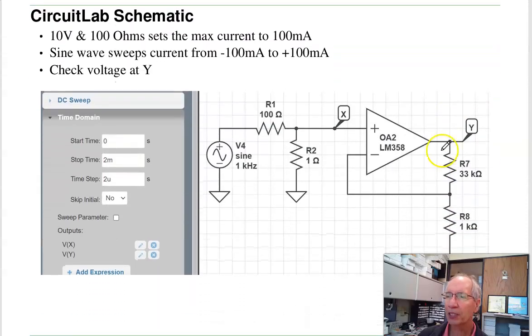In CircuitLab, I could check that design. Here's my circuit. Here's my sine wave coming in. Here's my amplifier. Let's just simulate a sine wave. This is 1 kilohertz. Period is 1 millisecond. Let's simulate it for 2 cycles, 2 milliseconds. Make the step size 1,000 times smaller.